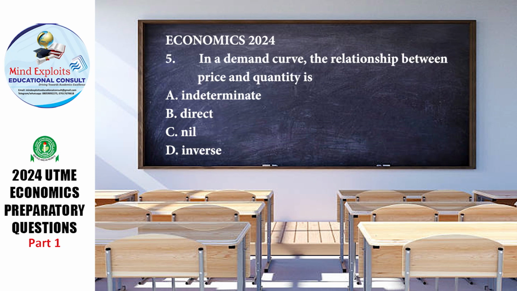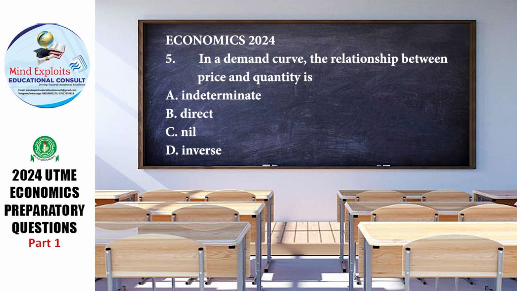Now the 5th question, which is going to be our last question for this class. In a demand curve, the relationship between price and the quantity is: A. indeterminate, B. direct, C. nil, and D. inverse. Don't forget that, like they always say, the higher the demand, the lower the price, and the higher the price, the lower the demand.